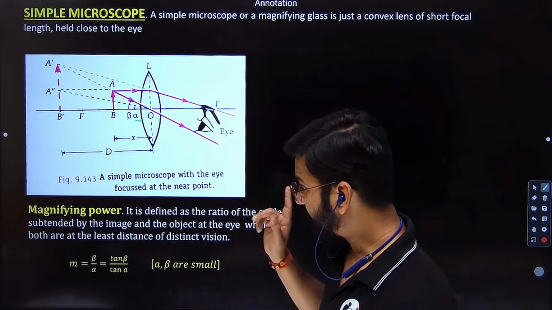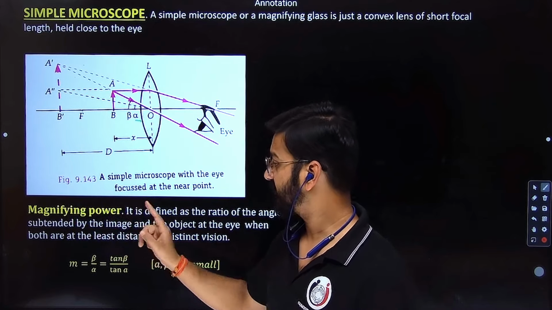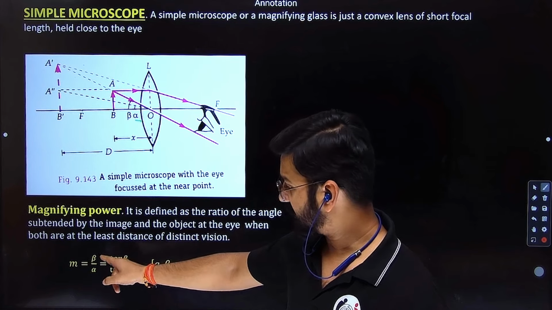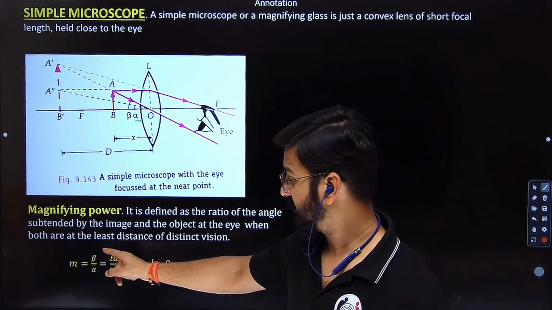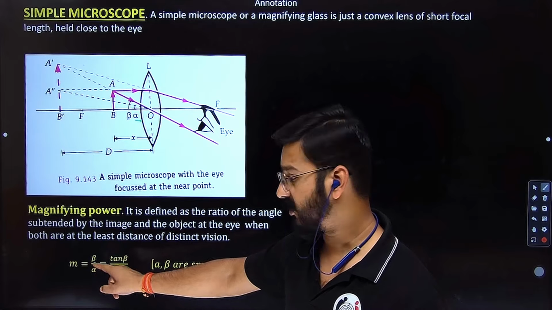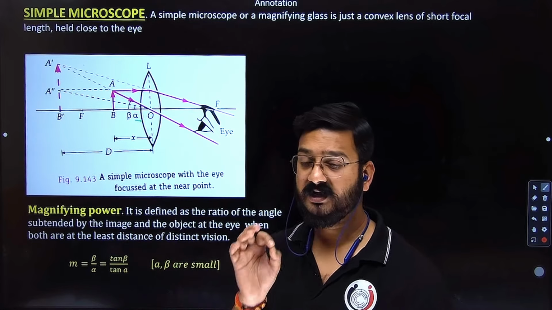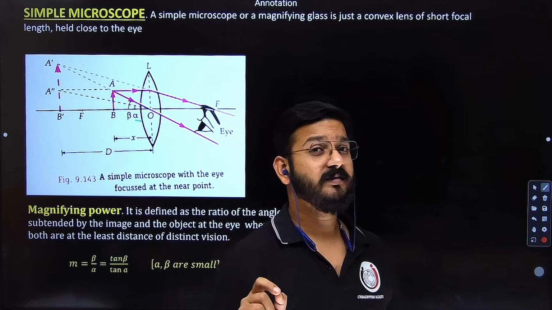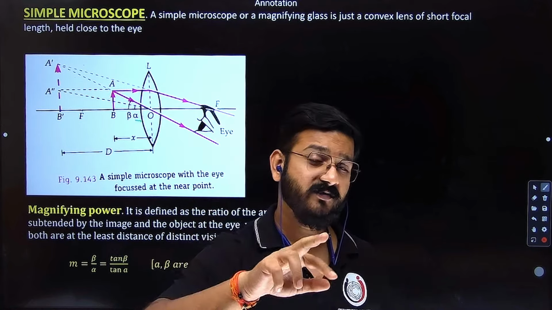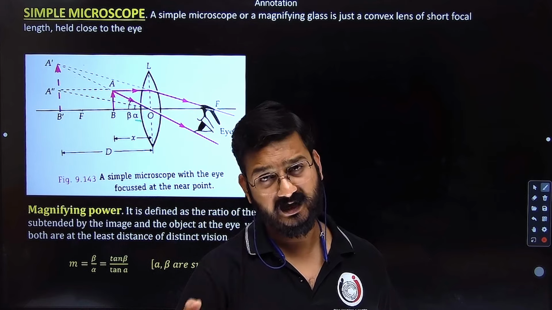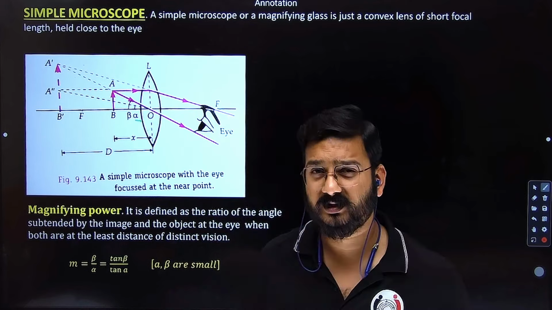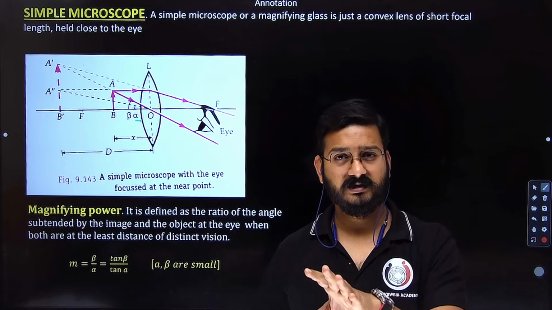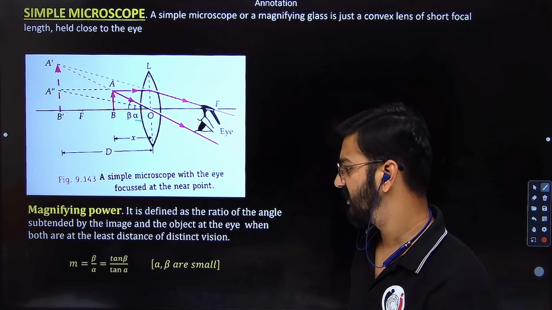Simple. And that's the definition of magnifying power. If you see, what is magnifying power? It is denoted by small m. It is the ratio of the angle formed by the image divided by the angle formed by the object, when both of them are present at the least distance of distinct vision. Since these angles alpha and beta are small, the angle will be approximately equal to tan beta or tan alpha. This is the basic of trigonometry. Whenever angles are small, the angle will be approximately equal to tan theta or sine theta. So here we are taking tan theta.